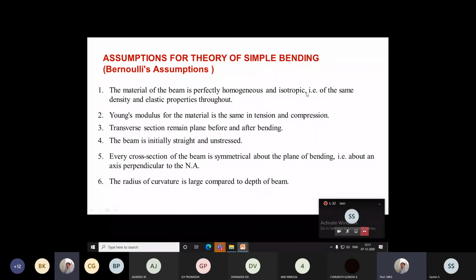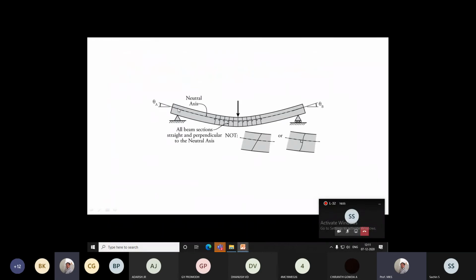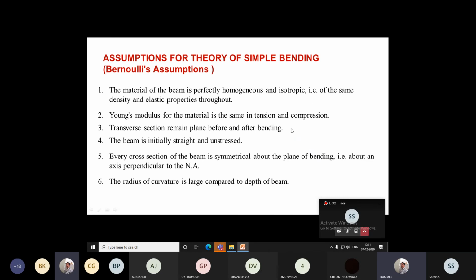The first one is the material of the beam is perfectly homogeneous and isotropic. Homogeneous in the sense that if you consider any section, the beam material is the same throughout the section, throughout the length of the beam. The property of the material is the same since it is homogeneous and isotropic. That is the first assumption.